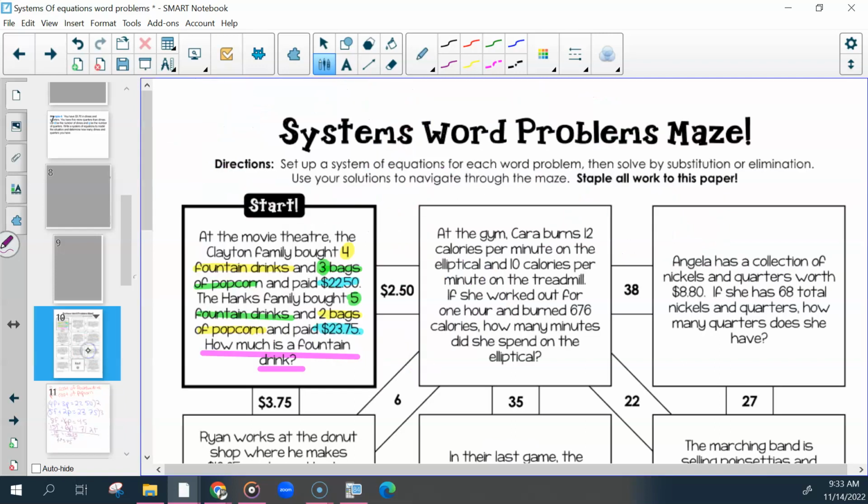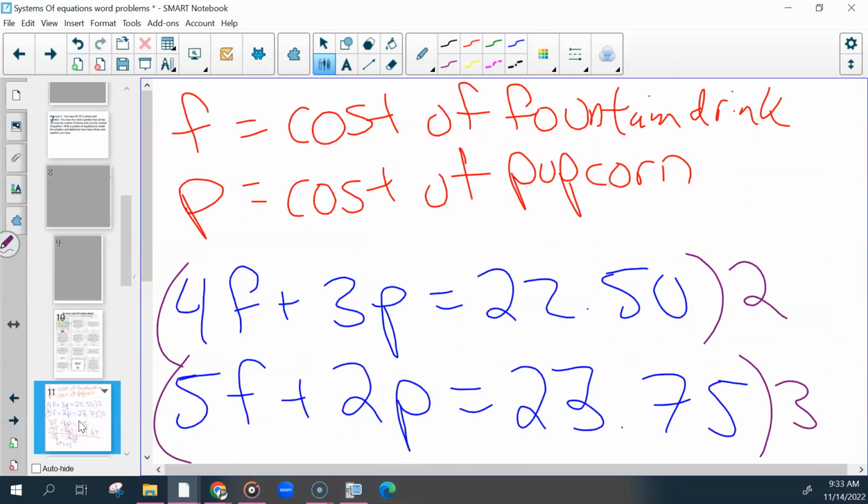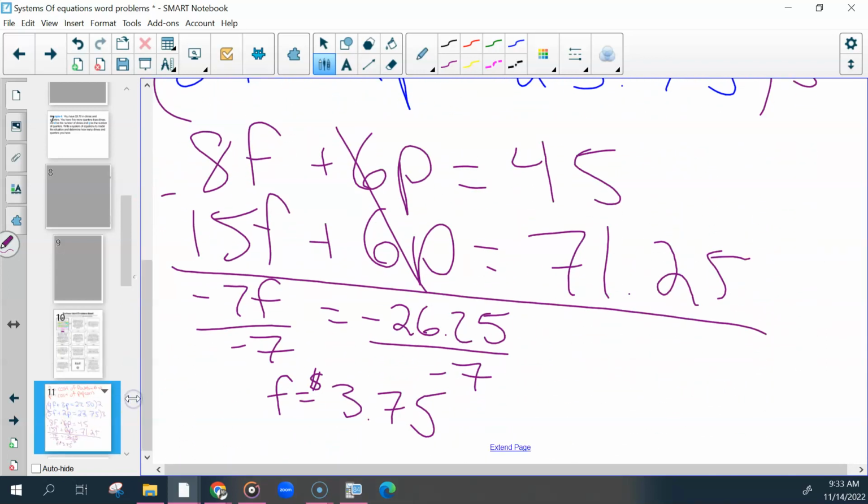Which, if you look back, that is one of the answer choices. So if you're doing the maze, that is the direction you would go. If it asks you for both, you would go back and solve the other one using that.